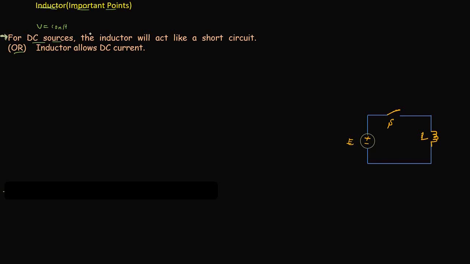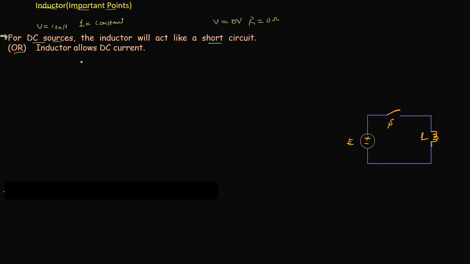And for DC sources, we also know that the current is constant. Constant current is flowing in DC circuits. By short circuit, we mean that the terminal voltage is 0. And also the resistance of a short circuit is 0 ohms, and the voltage is 0 volts.